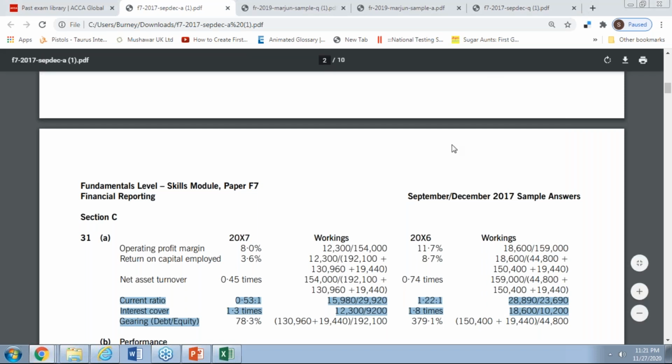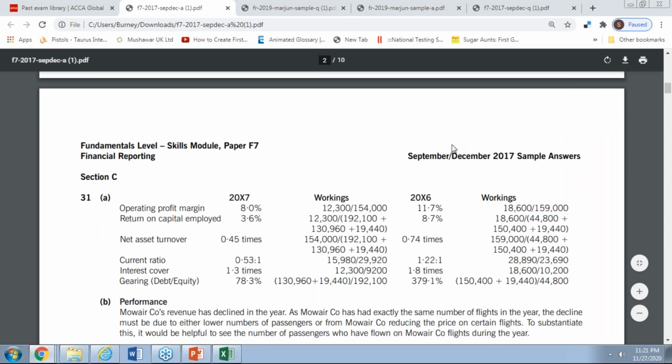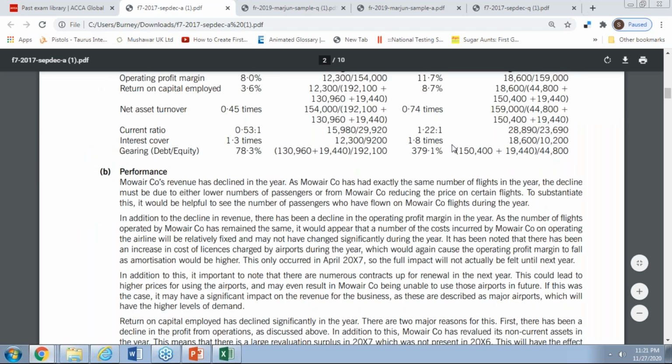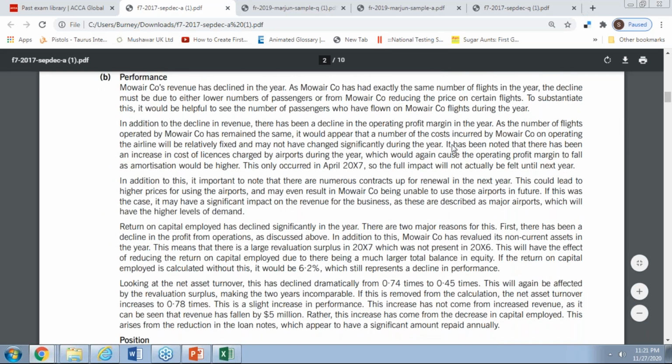We didn't discuss the future impact right now. We have just discussed the profitability. So I want all of you to just read the profitability first, then we'll move on.